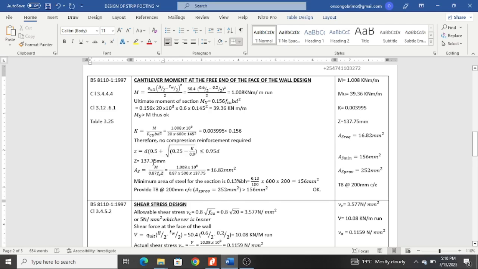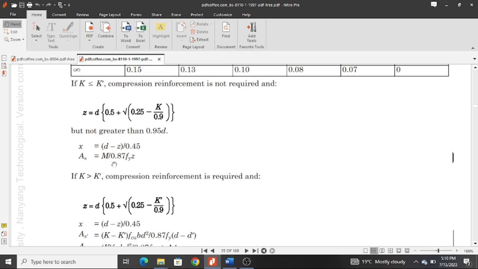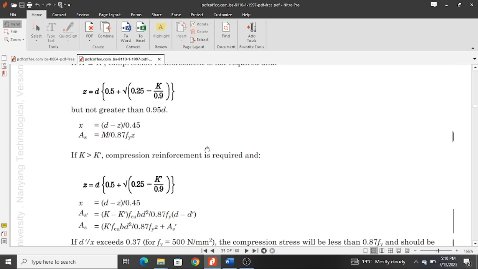I'm hoping we're following up. So we adopted 0.95D, which is this. Yeah, now that makes sense. And then from there, the area of steel formula is M over 0.87 FYZ, which is basically this information. But if compression reinforcement is required, we do not use this formula, we use this formula.